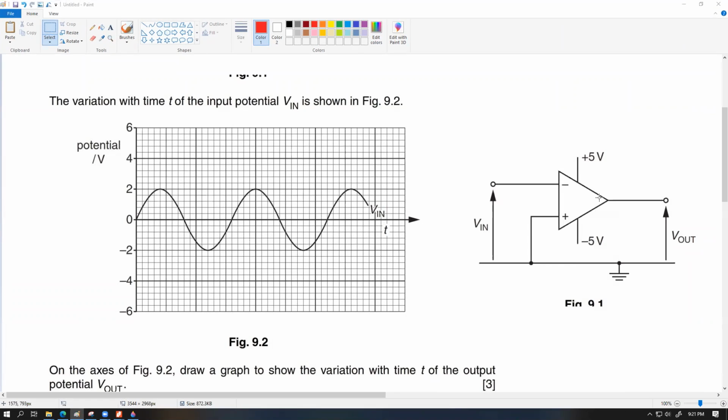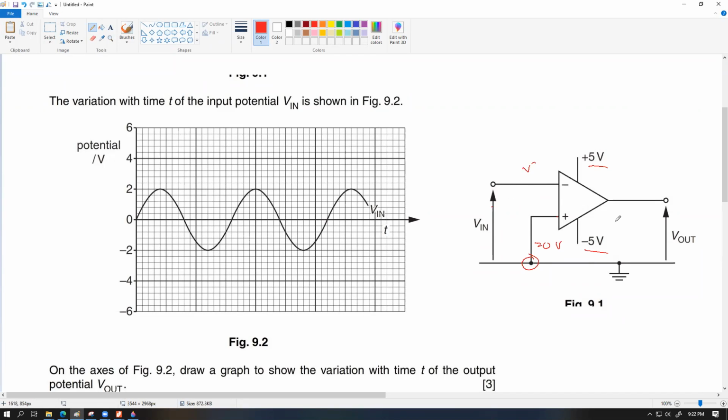Yes, sir. Notice this: there is no feedback loop, which means the output will always be saturated, and in this case the supply voltage is labeled as ±5 volt. So you're always going to have ±5 volt. Notice one thing: in this case V plus is fed directly from ground, so what is the default value of V plus? 0, okay.